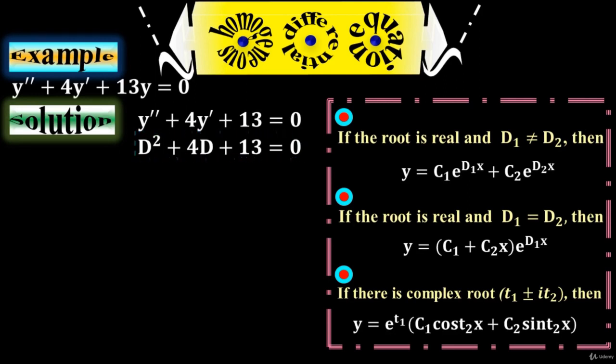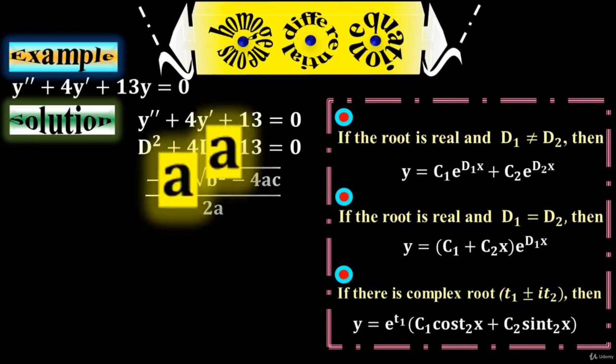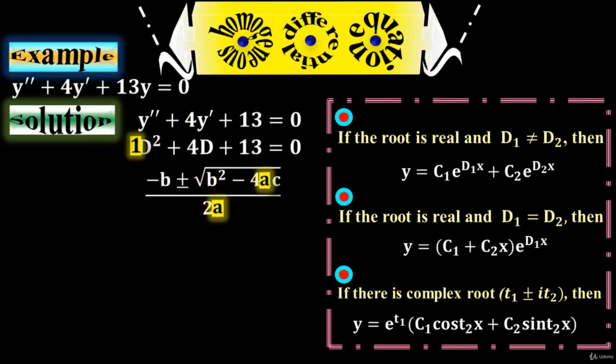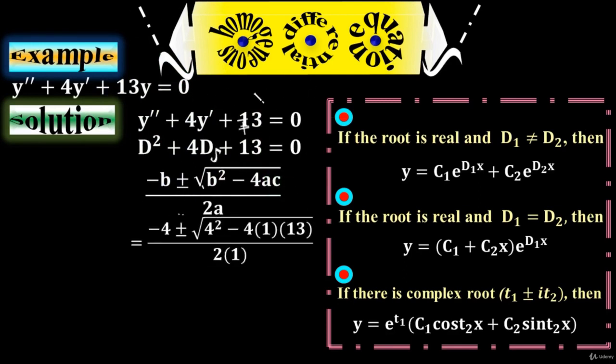Let me use the quadratic formula here, which is minus b plus minus the square root of b squared minus 4ac, over 2a. The value of a is 1 here. There is a 1 in front of D squared, but we don't write 1. The value of b is 4. The value of c is 13 here. Just substitute the values here. After simplification, I got the roots in complex form, minus 2 plus minus 3i.